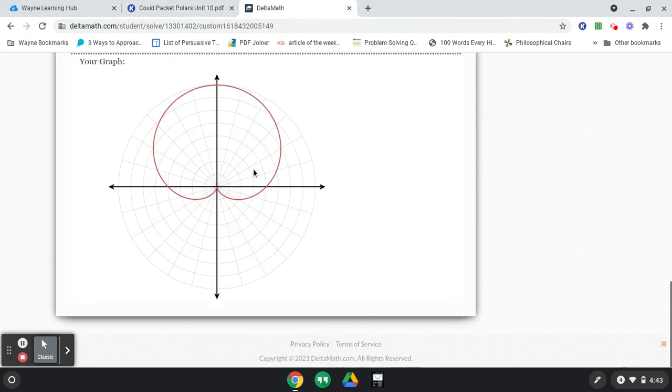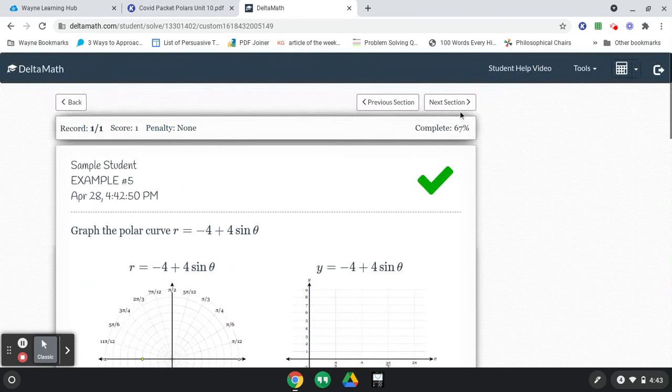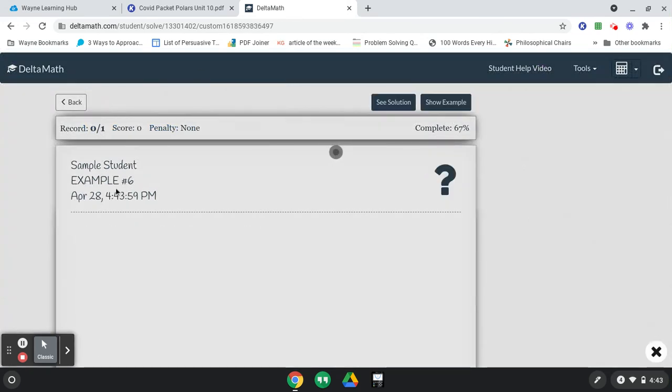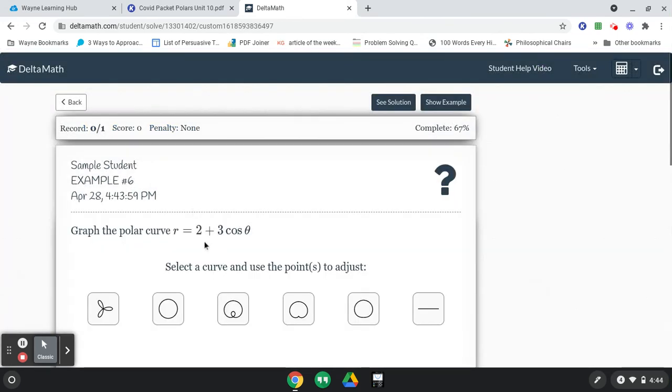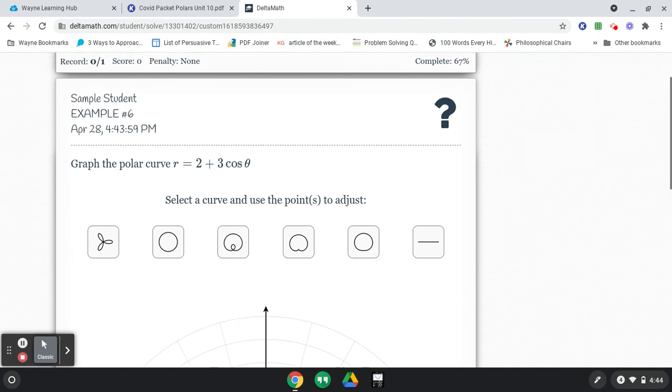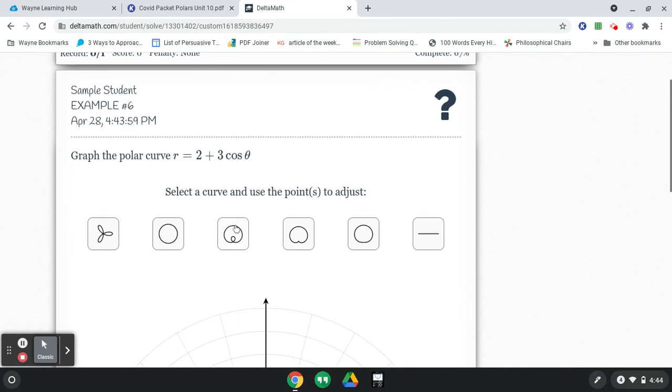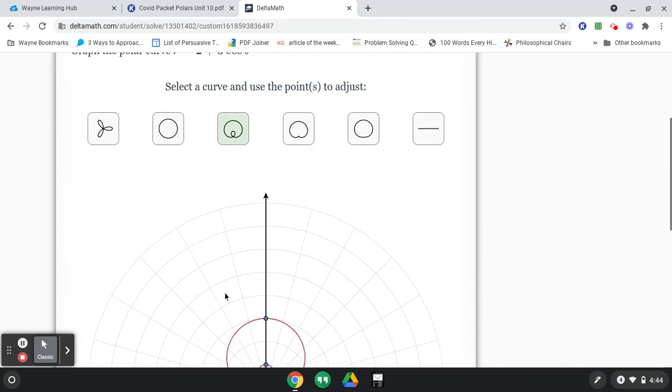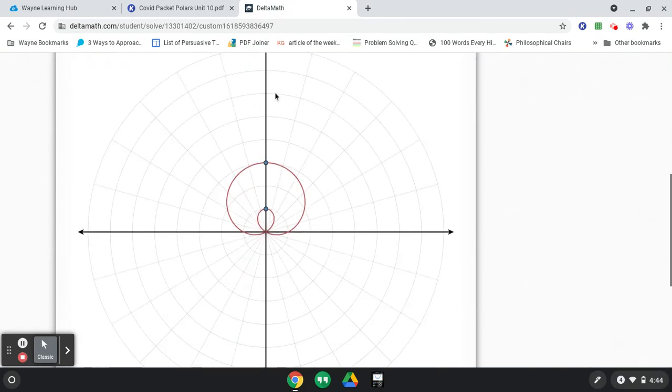Switching over to Delta. Moving on to the next problem, example number 6. It's got our problem right here, 2 plus 3. We're going to select the limacon with a loop, which is this middle one here, the third one from the left. And you'll see how it shows up. There's 2 points we get to adjust this time. So we'll put the maximum in the right place first and then adjust the minimum.